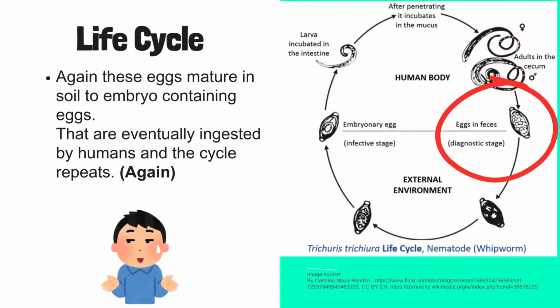In colon, these adults mate to produce thousands of fertilized eggs daily, that are passed in feces. Again these eggs mature in soil, to become embryo-containing eggs, that are eventually ingested by humans, and the cycle repeats.